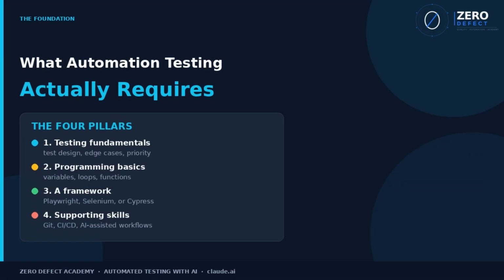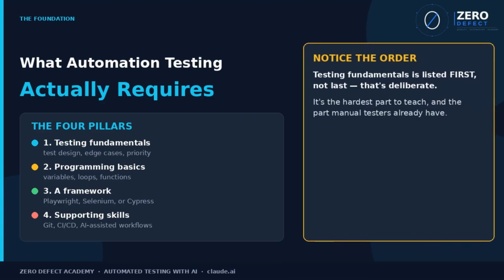What automation testing actually requires? Before any roadmap makes sense, you need to know what you're actually building toward. Automation testing sits on 4 pillars. First, testing fundamentals. The same thing manual testers already know. What makes a good test case, how to think about edge cases, how to prioritize what to test. Second, programming basics. Not software engineer level programming, but enough to read and write simple scripts, variables, loops, conditionals, functions. Third, a testing framework. A tool like Playwright, Selenium, or Cypress that actually drives a browser and makes assertions.